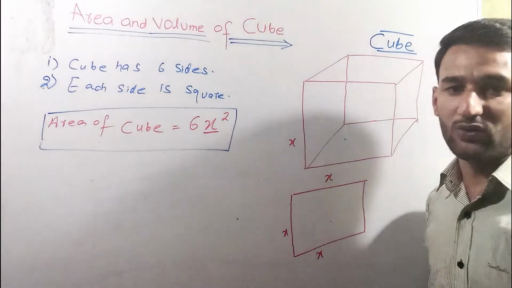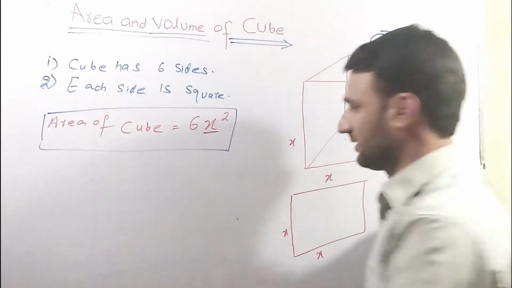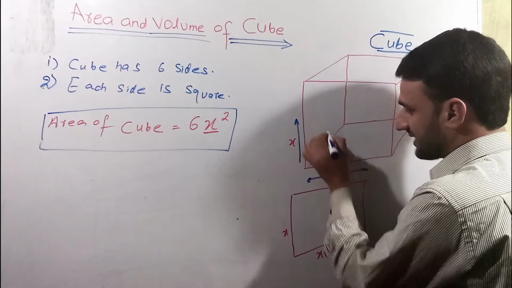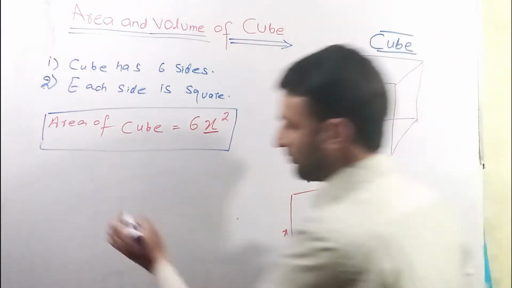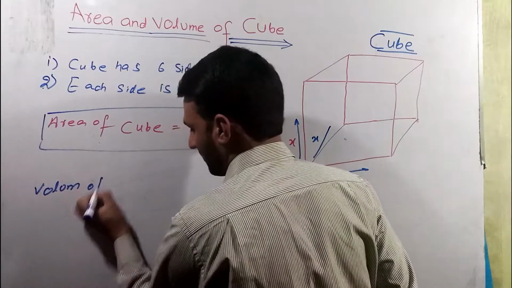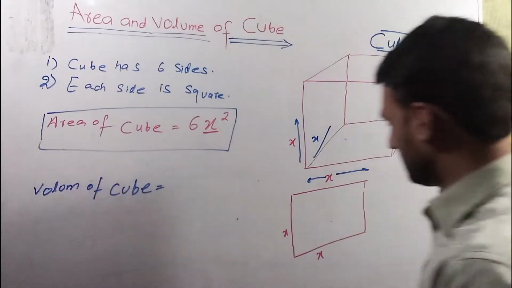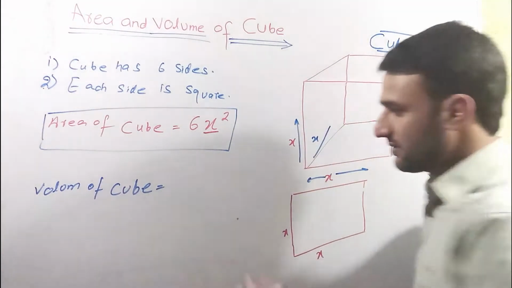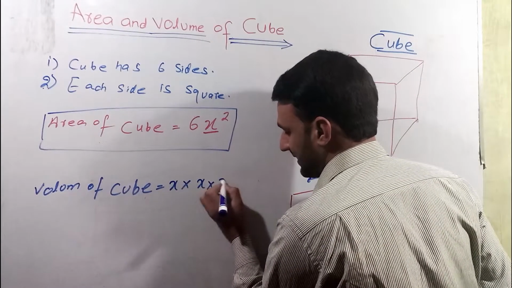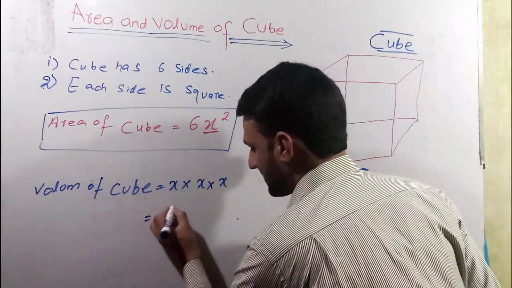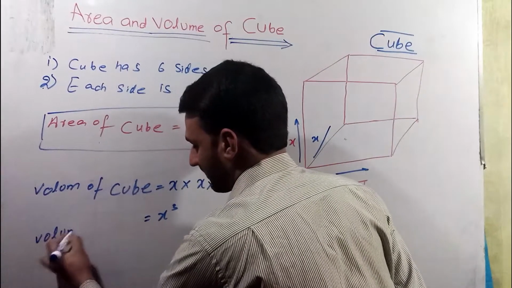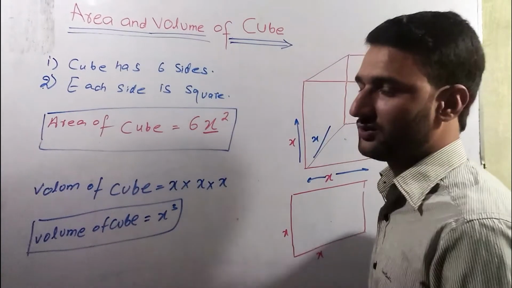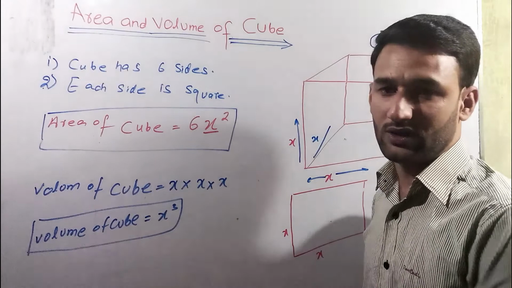Now we try to find out how we can find the volume of the cube. Let's start. For example, this is the height, this is one side, this is the second side, and this is the third side. So the volume of the cube is length, width, into height. And we already know that each side of a cube is the same. So simply multiply x, times x, times x. So the volume becomes x cubed. This is the volume of the cube.